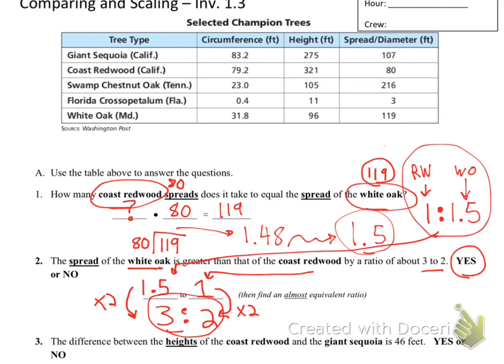Now the coast redwood is 321 feet tall. The giant sequoia is 275. So I take 321 minus 275 to find how much taller the coast redwood is. So, clearing that out, 321 minus 275 gives me 46 feet. Exactly. So is this true? Yes, this is true.